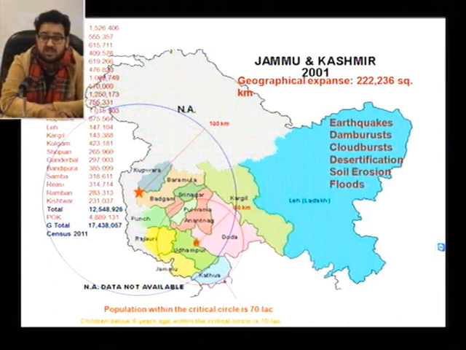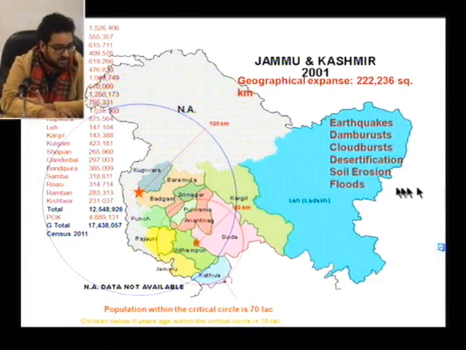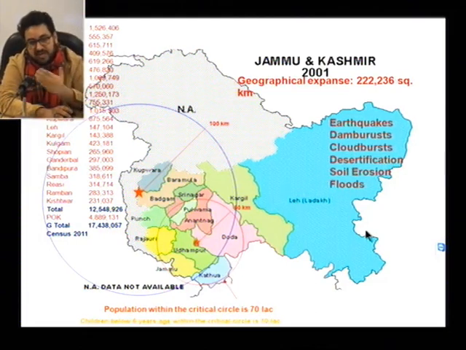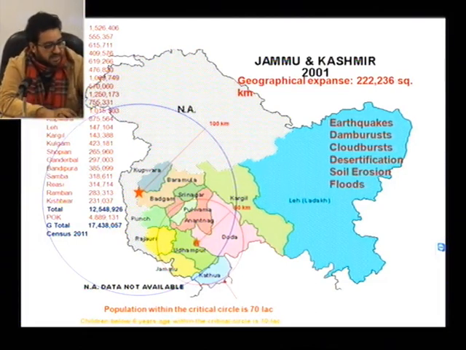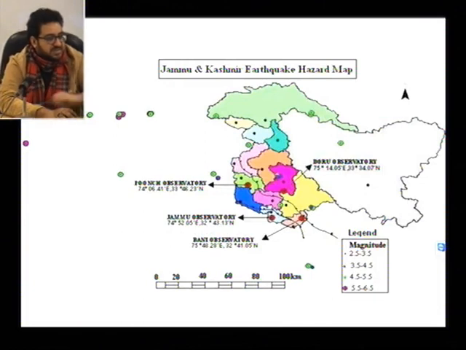So not just earthquakes, we can have dam bursts, cloud bursts, desertification, soil erosion, and floods. We would have a lot of natural hazards accompanying it. So if we move on to the next slide, this is a hazard map.